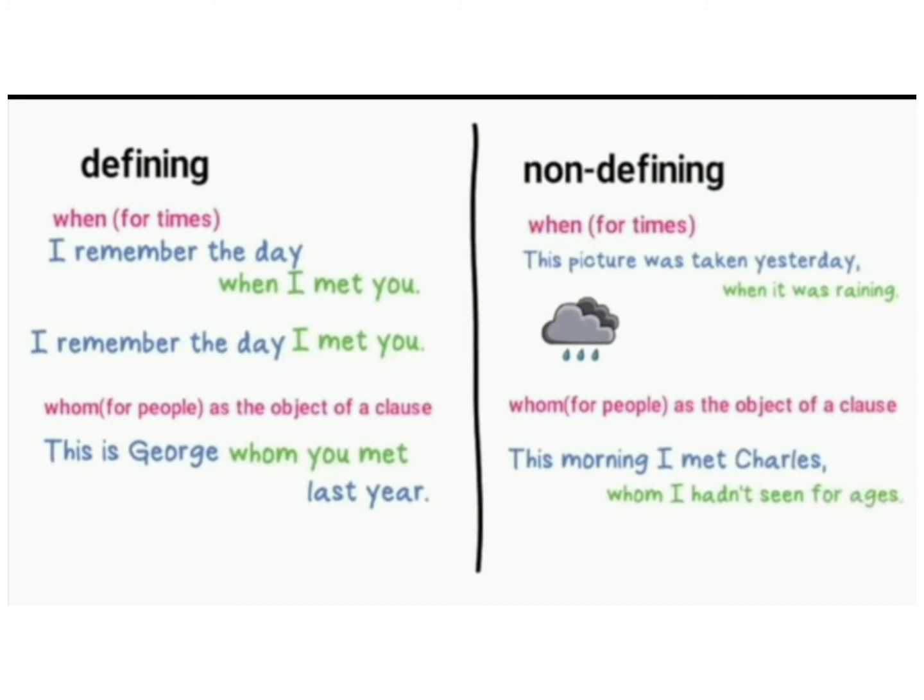Whom for people as the object of a clause. Defining: This is George whom you met last year. Non-defining: This morning I met Charles, whom I had not seen for ages.